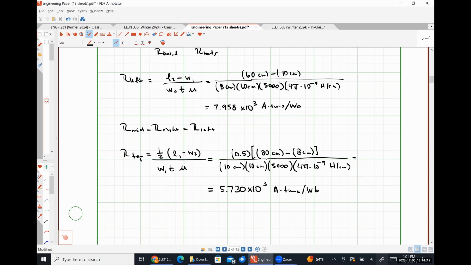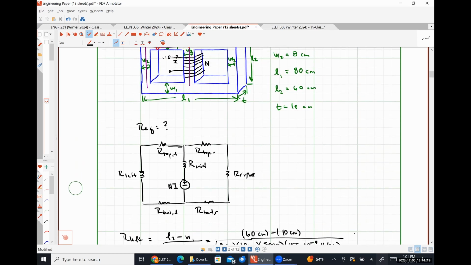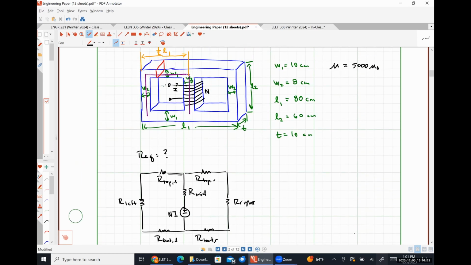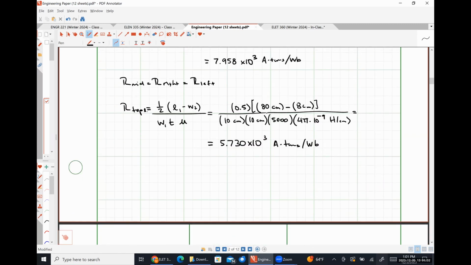So that was the reluctance of what we called R top left. How is that going to compare to the reluctance of R top right? It's the same thing. What about the bottom left? Same thing. Bottom right, same thing, right? So let's write that R top right is equal to R bottom left is equal to R bottom right, lowercase r, sorry, is equal to R top left.